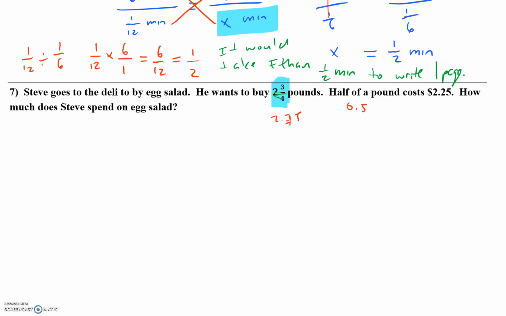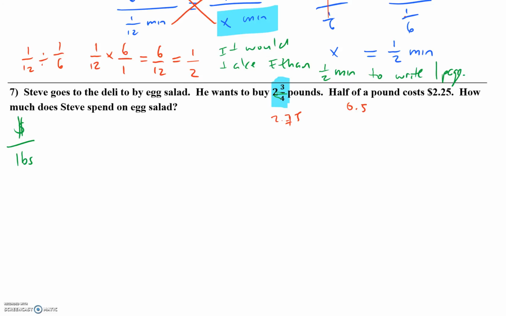All right, so let's reread the question. Steve goes to the deli to buy egg salad. He wants to buy 2.75 pounds. Half a pound costs $2.25. How much does Steve spend on egg salad? All right, so once again, we're given 2 units over here. The 2 units that we're given are pounds and dollars. All right, so we can either start with pounds over dollars or dollars over pounds. It does not matter. All right, so let's do dollars over pounds.